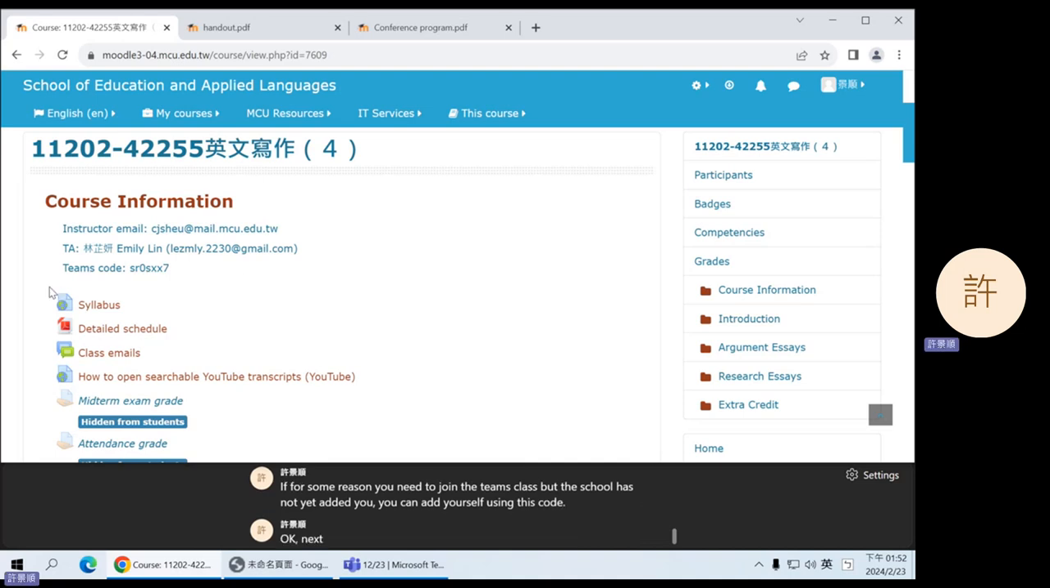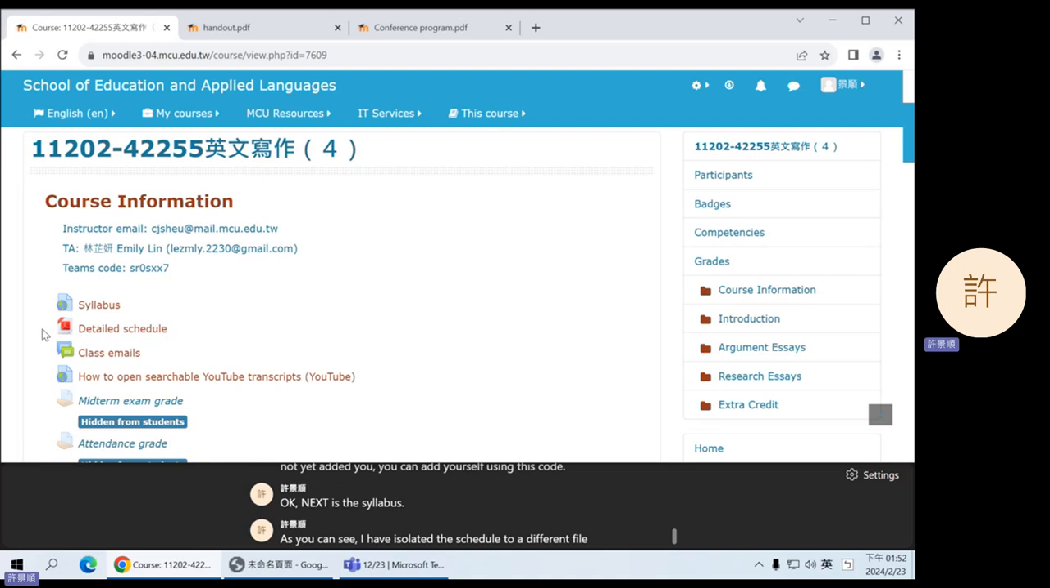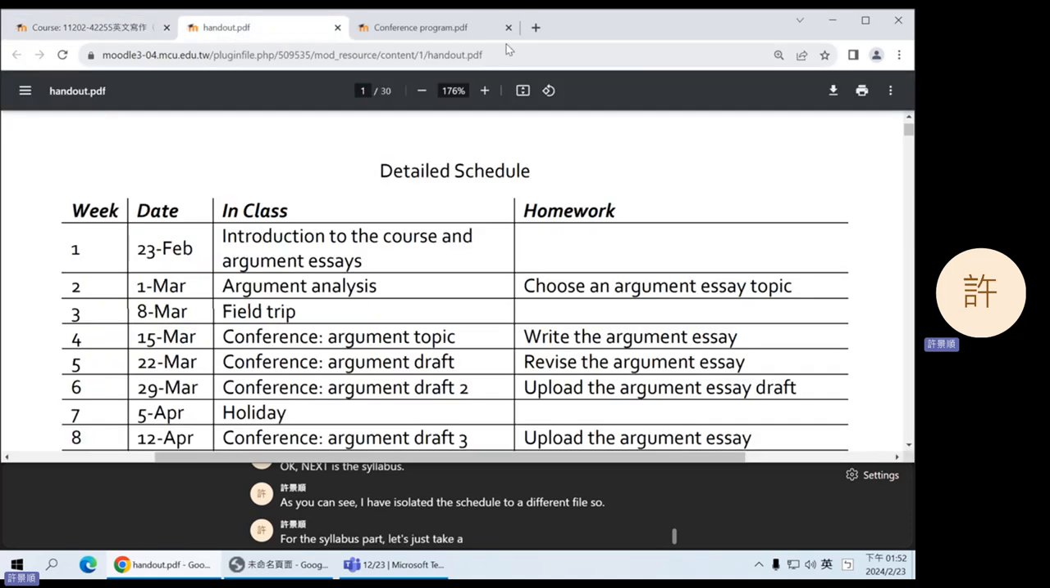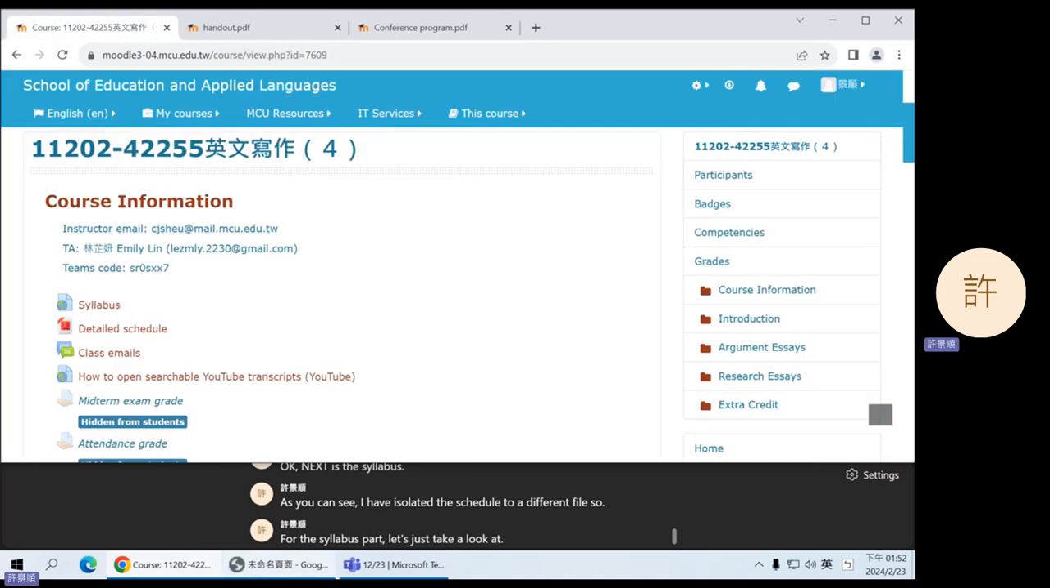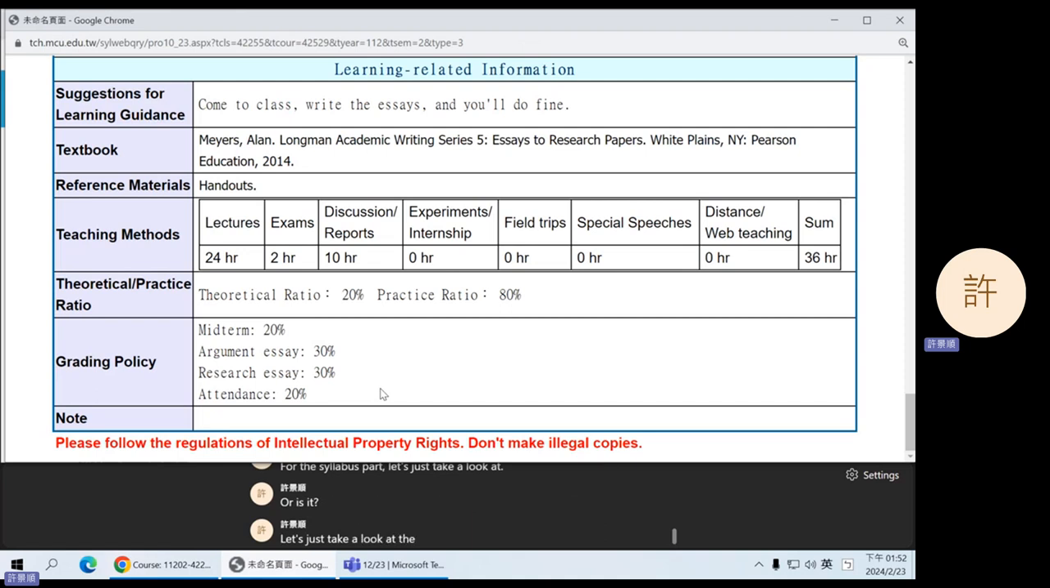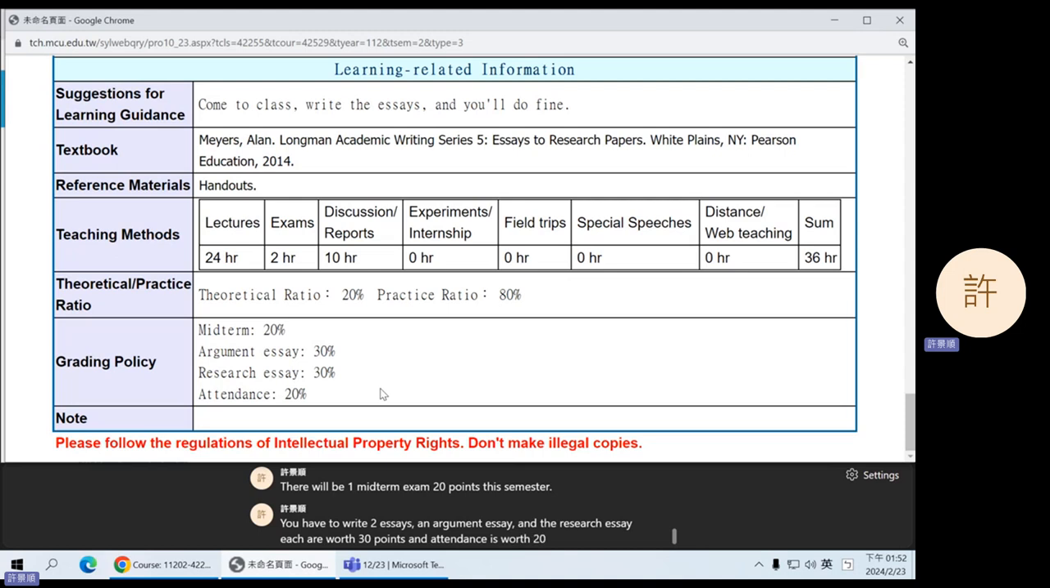Okay, next is the syllabus. As you can see, I have isolated the schedule to a different file. So for the syllabus part, let's just take a look at the grading percentages. There will be one midterm exam, 20 points. This semester, you have to write two essays, an argument essay and a research essay. Each are worth 30 points. And attendance is worth 20 points.